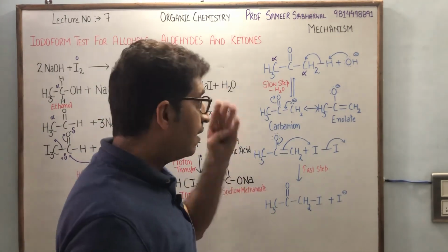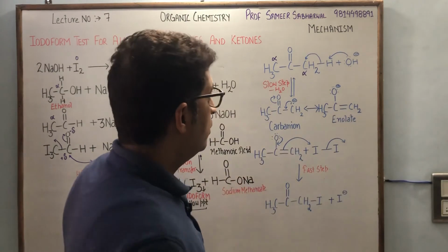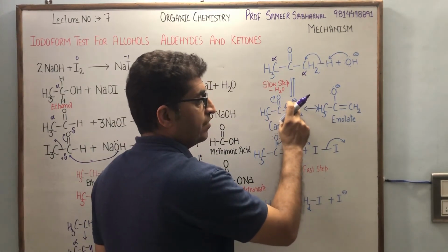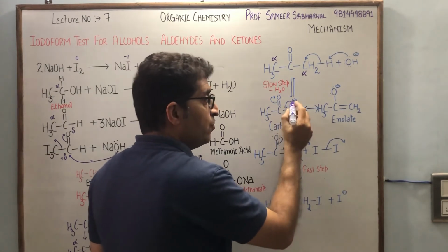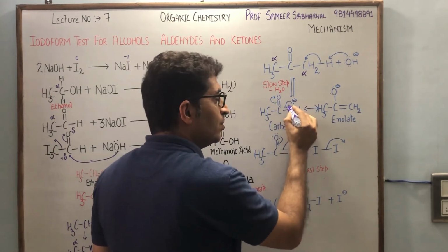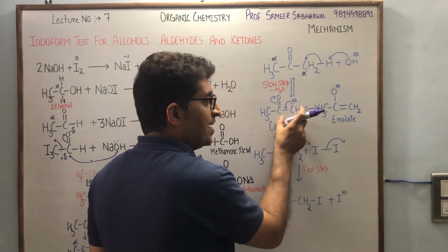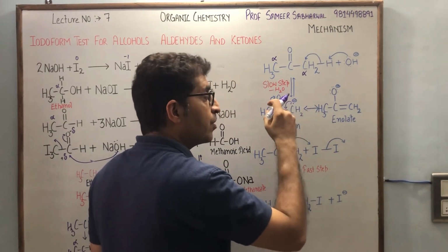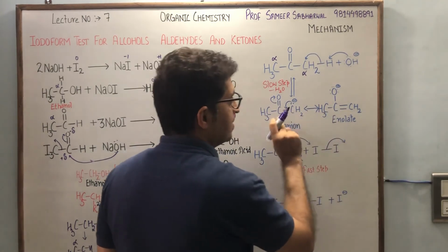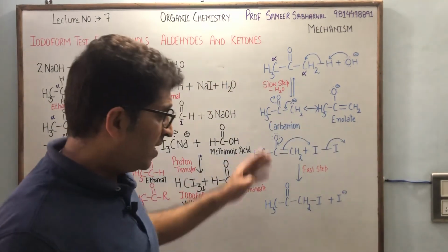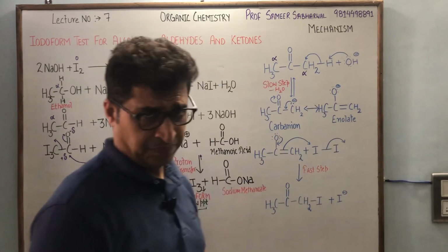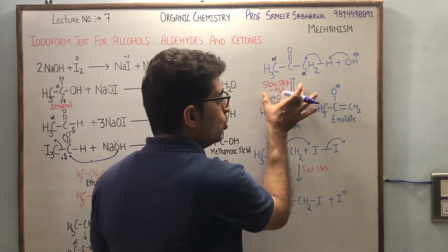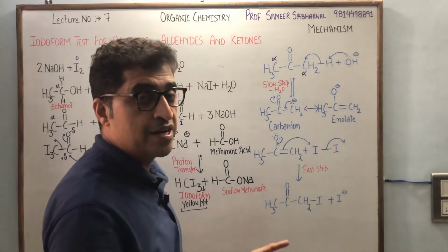The reason: after the removal of the proton, you get a nucleophile, the CH2 negative carbanion, which shows resonance. So this intermediate is relatively stable because of resonance. We get the enolate ion. Now the first step is the slow step, which is the rate determining step.